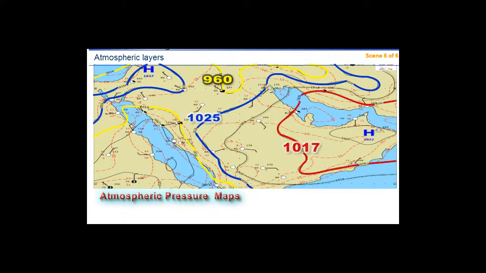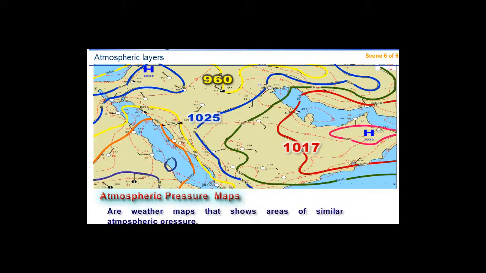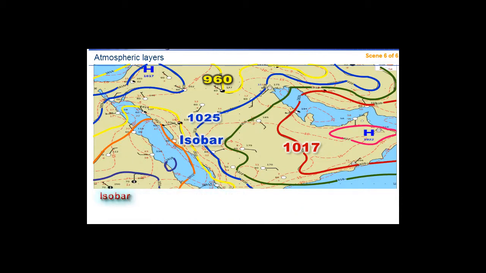Atmospheric pressure maps are weather maps that show areas of similar atmospheric pressure. Isobar, curved lines which connect areas with similar atmospheric pressure.